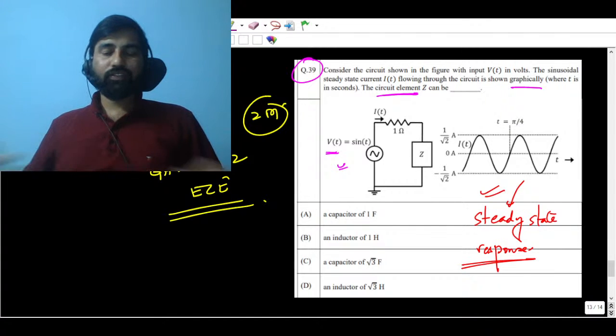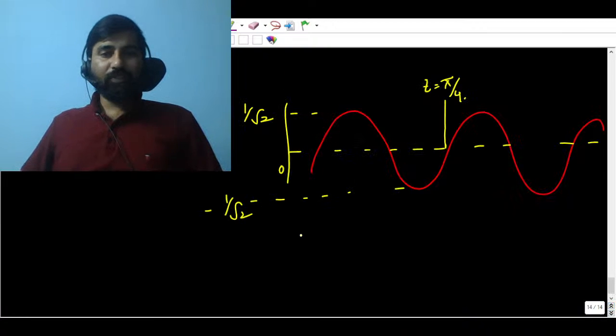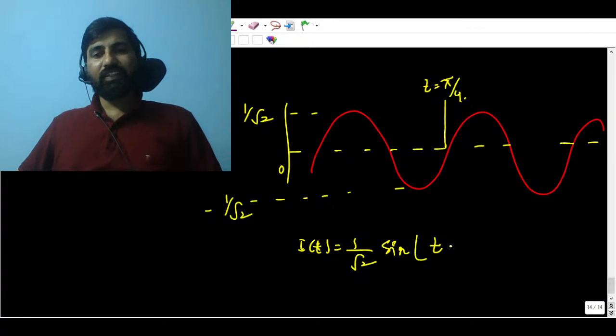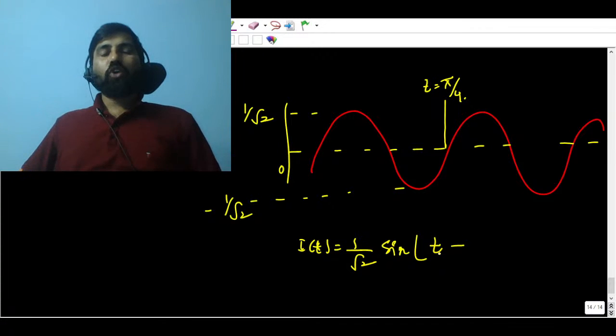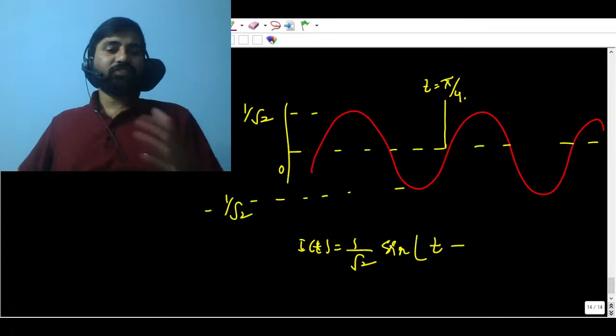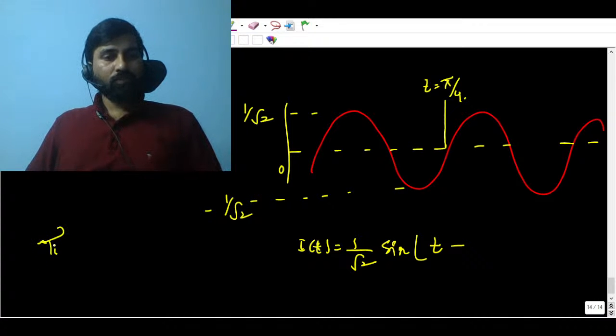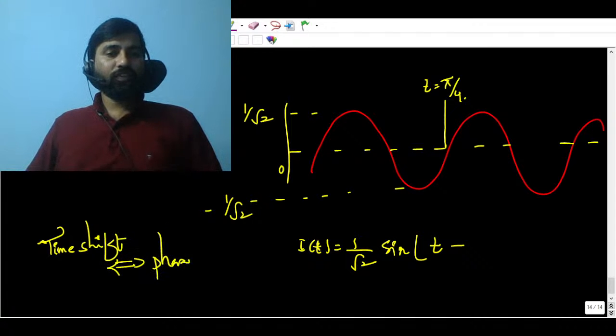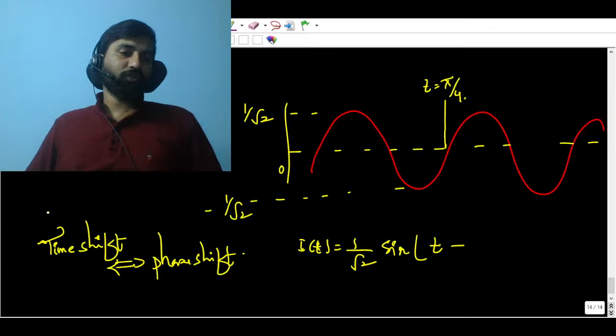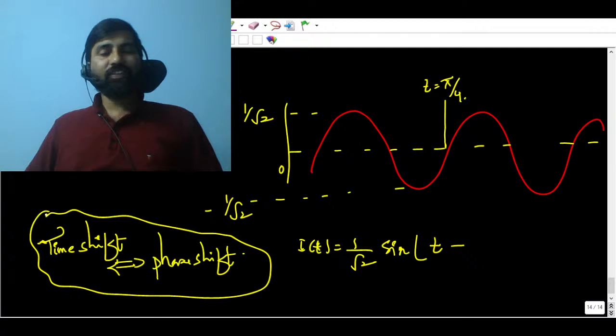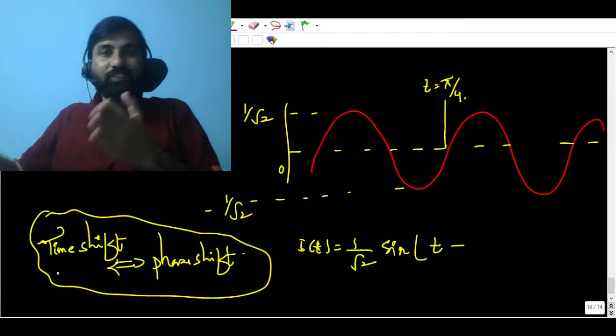Now what you have to do here is write the mathematical form. So what can be I of t? I of t will be equal to 1 upon root 2 sine of t minus. So always keep in mind that if there is a time shift, it is equivalent to a phase shift in the frequency domain. There is a time shift in the time domain.